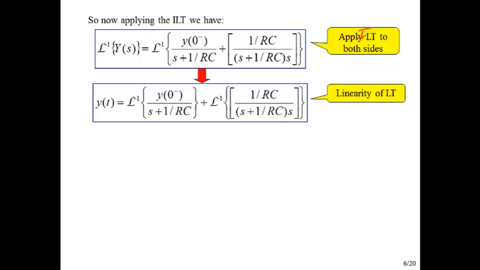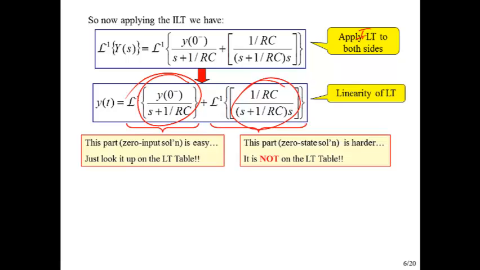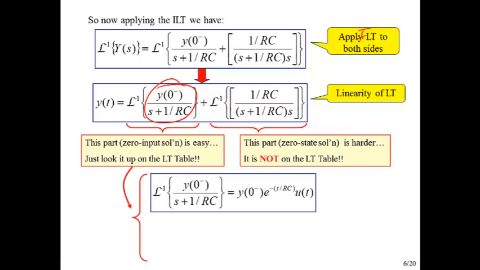And when we do that, we have something that looks like that. Now we need to find the inverse Laplace transform of that. And so the result for this first term here is the zero input solution, and it's pretty straightforward. You look that up; it's on your table. So you just look it up, and so there it is.